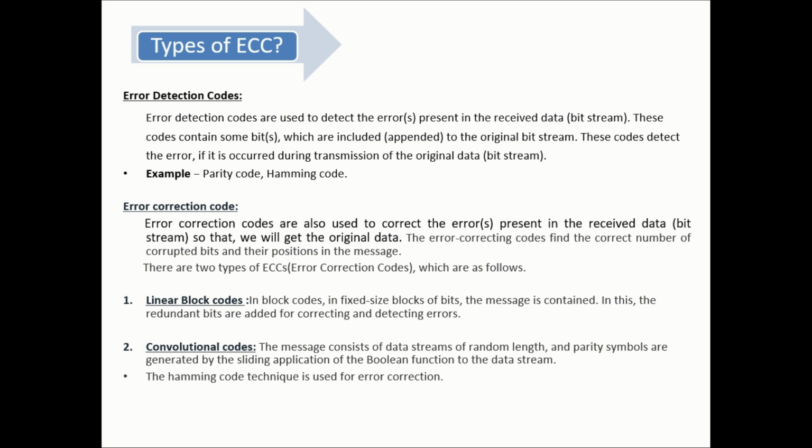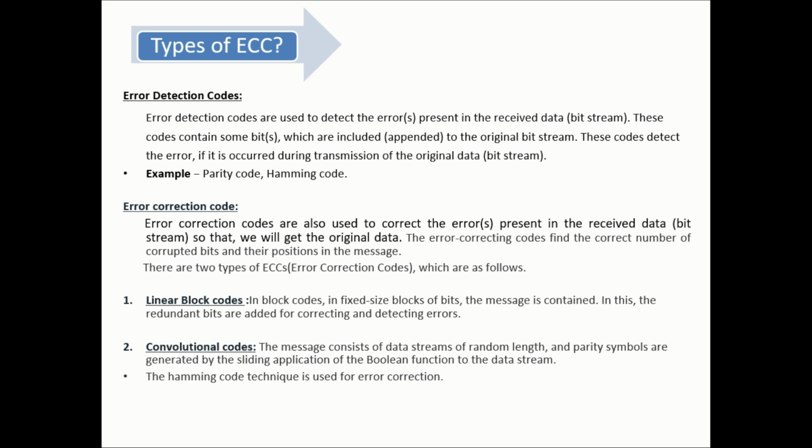So basically we can use these techniques to identify whether an error has occurred inside the message bits or not. After that, we can easily find the position of the error and correct it using the error correction code. Error correction codes are also used to correct the errors present in the received data so that we get the original data. The error correcting codes find the number of corrected bits and their positions in the message. So using a correction code we can easily find the position and the data.